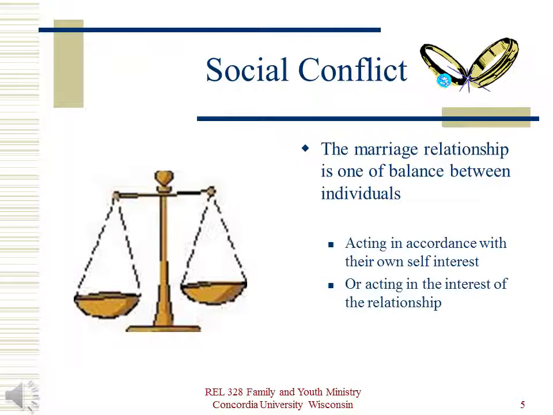Notice right away what's lacking there is a possibility of actually acting in accordance with the best interests of the partner. Ultimately, social conflict theory finds that it's impossible for the individual to take his or her own well-being out of the equation and act in a truly altruistic fashion. So instead, we simply have these two possibilities: acting in accordance with their own self-interest or acting in the interest of the relationship.